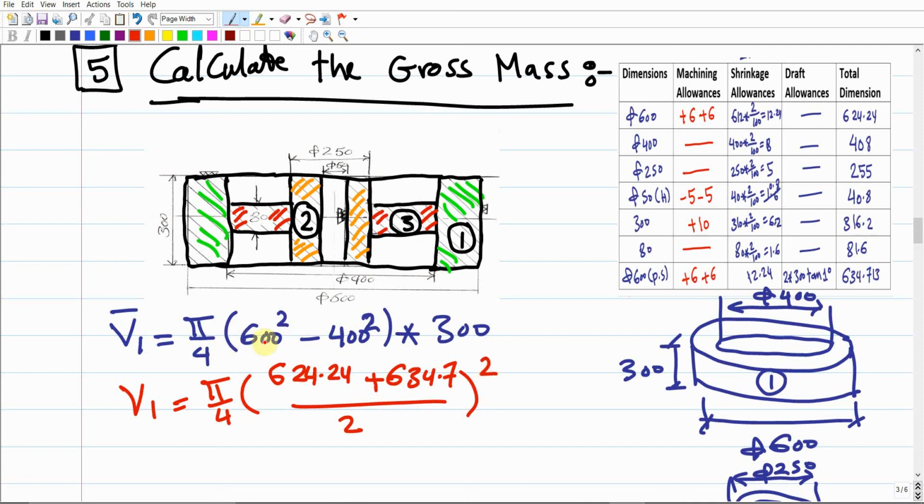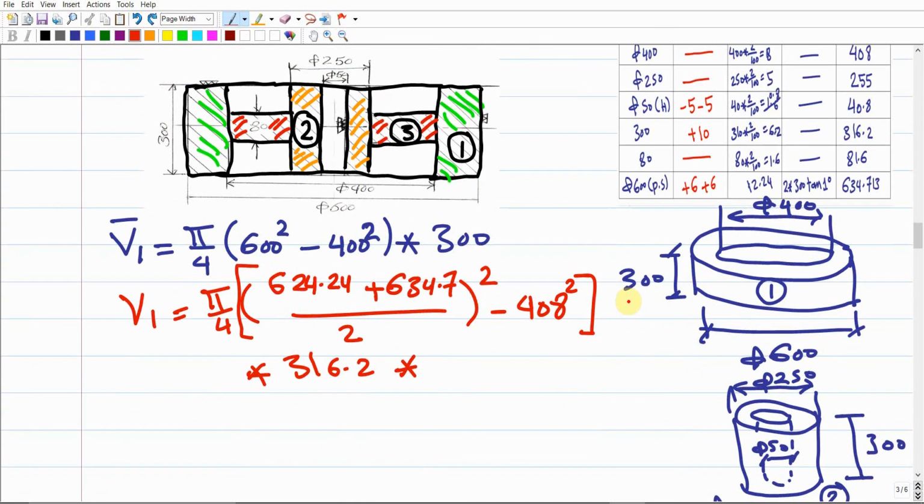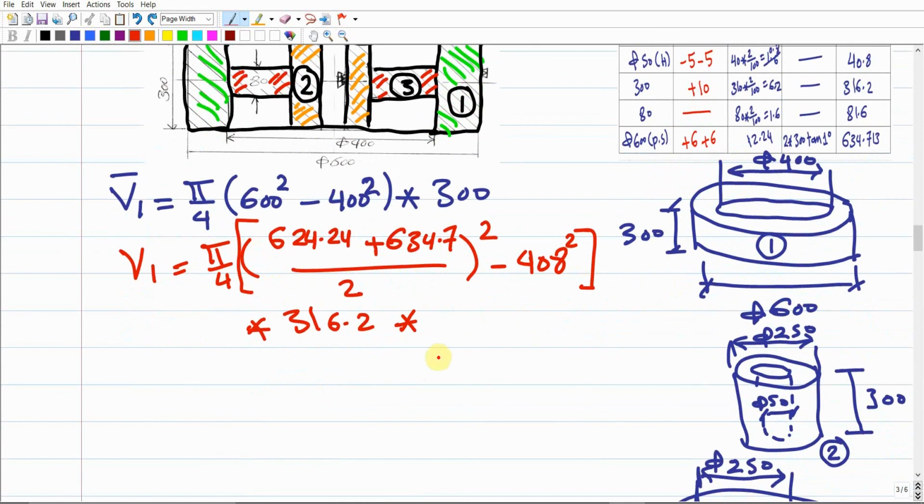This is going to give us the first 600 negative. Remember, there should be a square bracket here. The 400 in the table became 408 squared, and this should be multiplied times the 300 in the table, which became 316.2. Then you're going to multiply, because all of these dimensions are given in millimeters, and we are interested in finding the value of the volume in terms of centimeters.